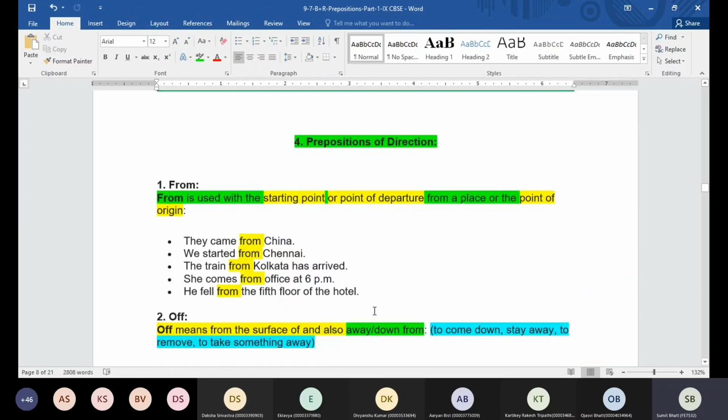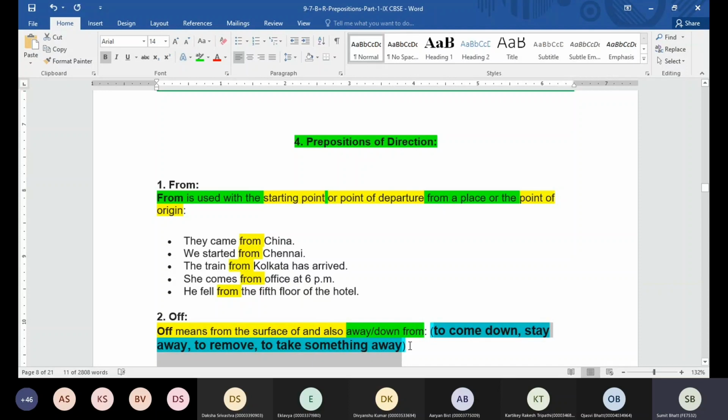Okay, now we have the word off. Let's understand this also, because students are often confused whether to go for off or some other word. Off is going to mean when we have some surface, and the person or the thing is on top of the surface, and it comes down from that surface. So off means to go away from something, to come down from something, to stay away from something, to remove something from one place, or to take something away. In all these cases, guys, we can use the word off.